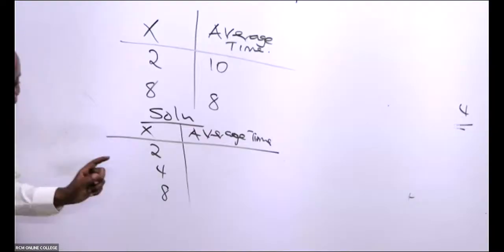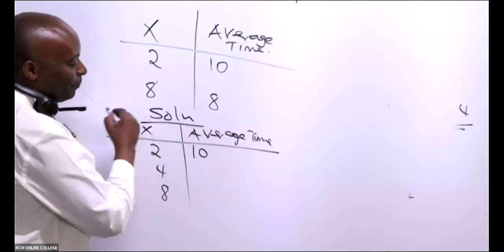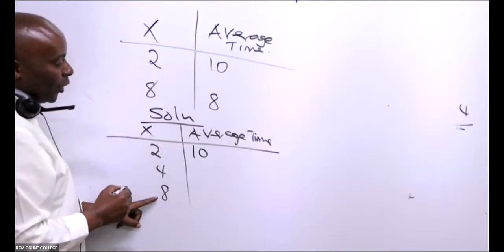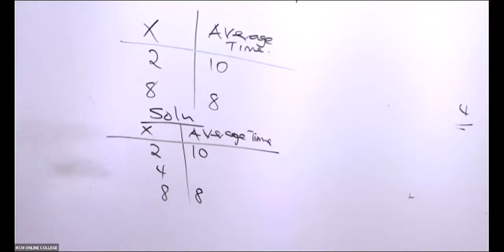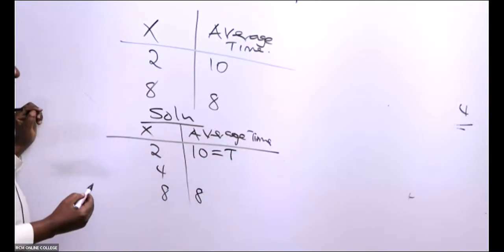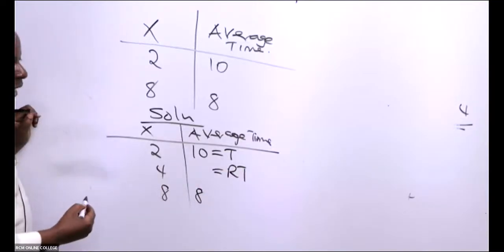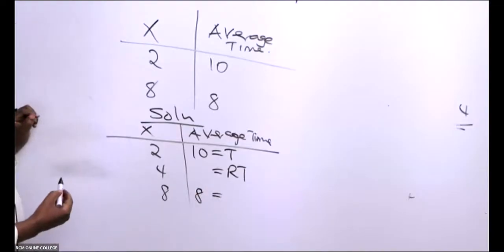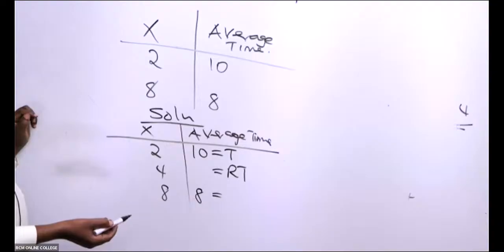2, 4, 8, right? And then the time for 2, we know it is what here, somebody? 10. Then the time for 8, we know is what here, somebody? 8. And then now you come and do your abracadabra. Now that we have doubles, we can always start here with what? T. And then the second one becomes what here, somebody? RT. And then the third one becomes what here, somebody? Is it R squared T or RT squared?